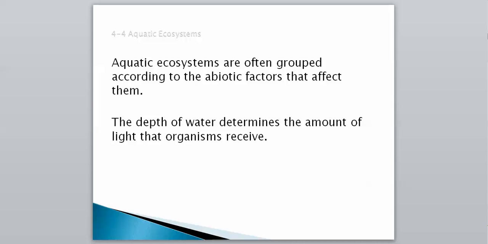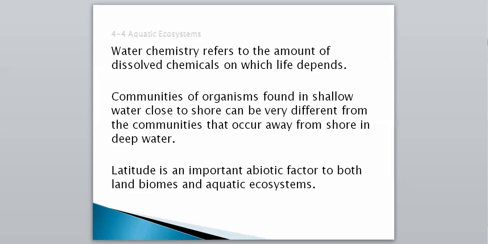And aquatic ecosystems are often grouped according to the abiotic factors that affect them, so they're usually grouped by the non-living parts, and the depth of water determines the amount of light that organisms receive. So the deeper portions of water are obviously not going to receive a lot of light because sunlight cannot just travel straight through it. It won't reach the deep parts of aquatic ecosystems. And water chemistry refers to the amount of dissolved chemicals on which life depends, so things like those nutrients.